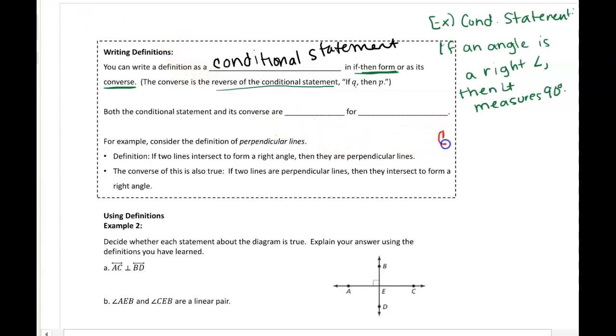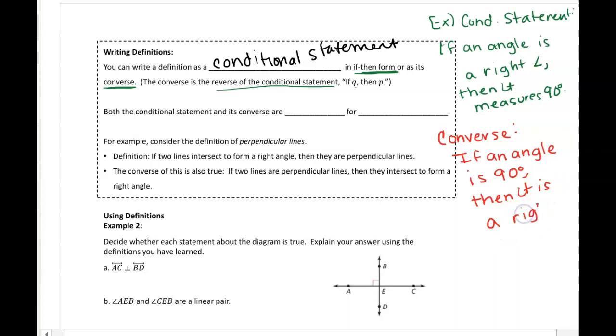Now the converse of this is when I flip the parts. I flip the hypothesis and the conclusion. So it'd be if an angle is 90 degrees, then it is a right angle. So definitions can be written either way. You can flip the hypothesis and the conclusion, and it's still going to be true. So both the conditional statement and the converse are true for definitions.